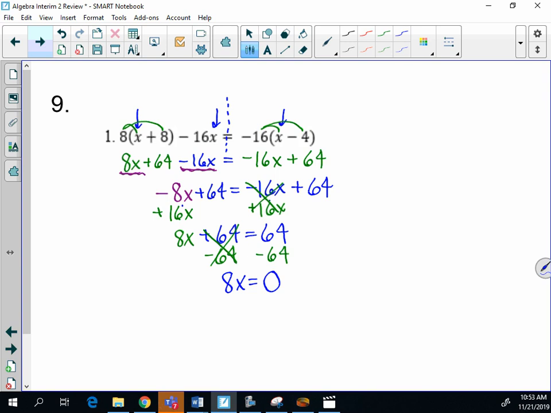Now don't be alarmed when you get that. You can still finish the problem. You are just dividing both sides by 8 like you normally would, because that becomes 1, and x equals 0. And that is the correct answer. You can check it by substituting, or you can check it by Desmos.